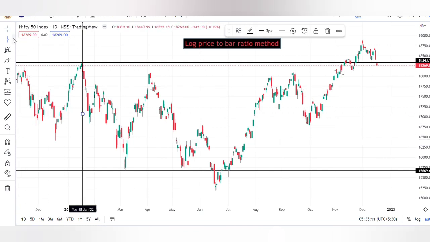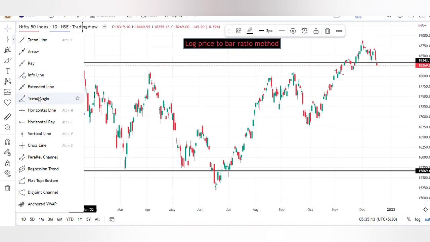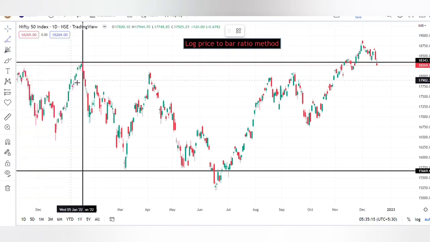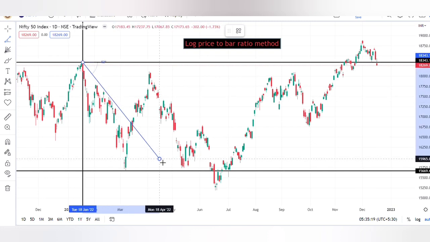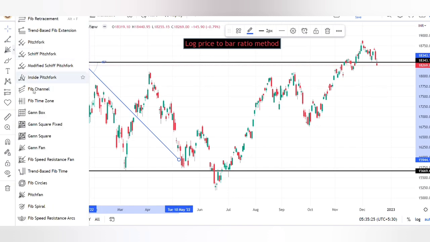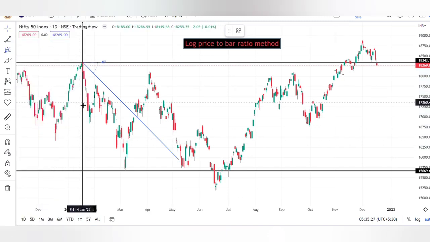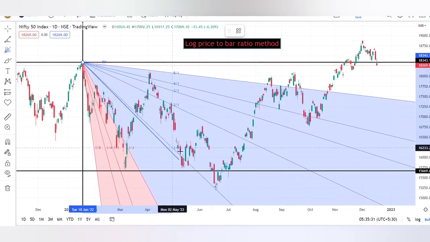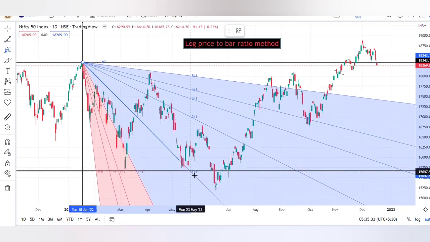Then we'll go to the trend line tools and select the option of trend angle. We'll place it at the significant high point and make a 45 degree angle line. Now we'll go to the Gann and Fibonacci tool option and select the Gann Fan. We'll place it at the significant high point in such a way that the 1 into 1 line overlays the 45 degree angle line. Now our Gann Fan setup is ready.